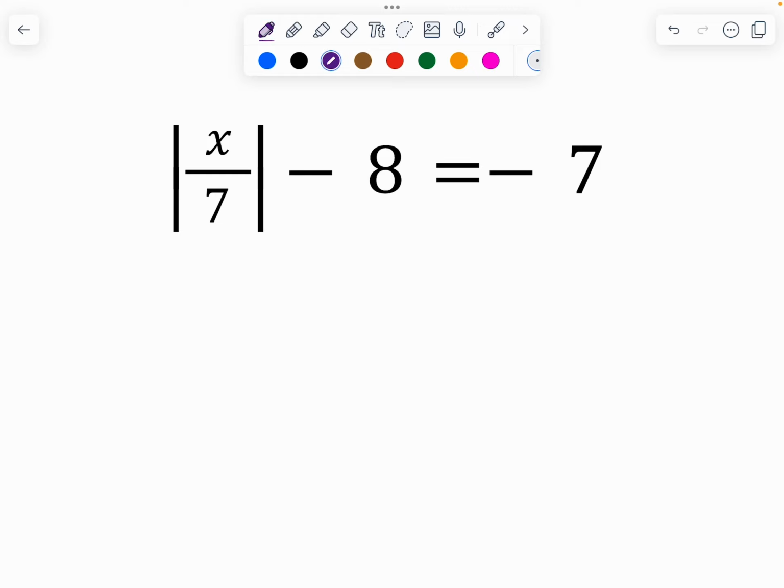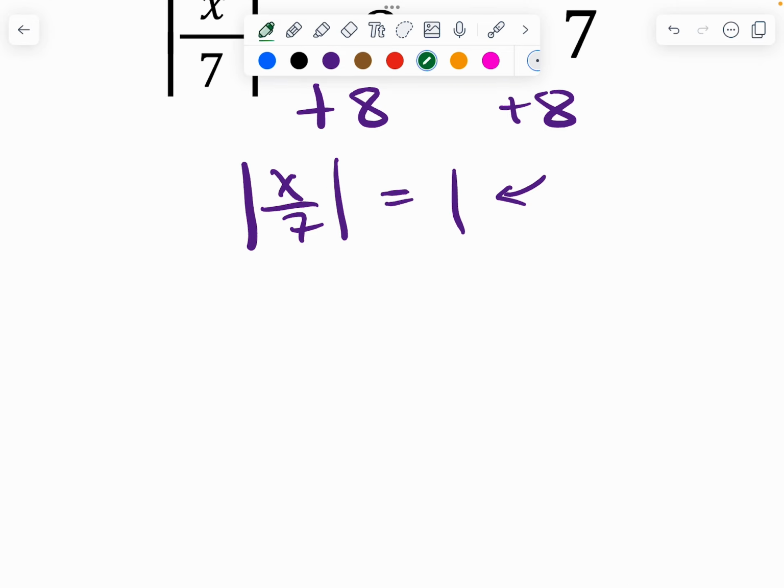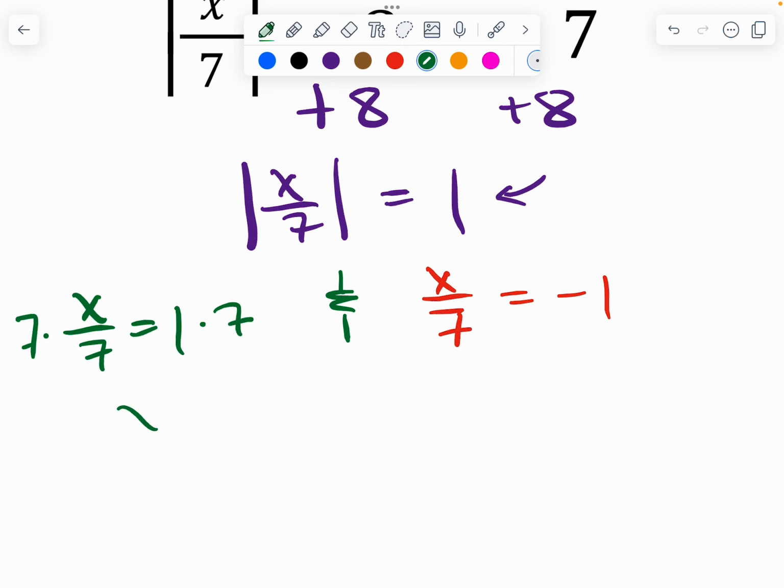Okay. This one, I need to get the absolute value by itself. This is positive, so I set each side equal: x over 7 equal to the positive 1, and x over 7 equals the negative 1. Solve each one of those, multiply by 7. X equals 7, and multiply by 7, x equals negative 7.